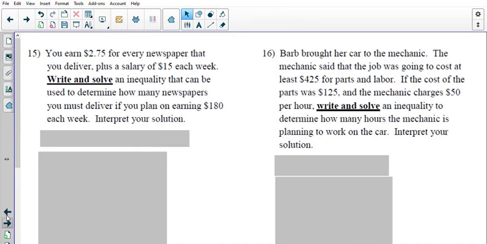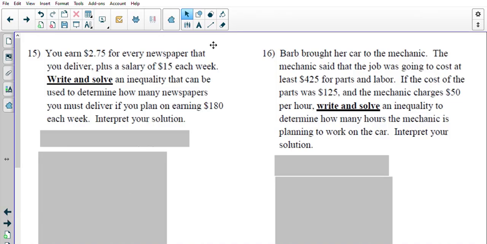All right, let's go ahead and take a look at numbers 15 and 16 as well. These are a touch more challenging than the previous problems, but this is going to incorporate our 1-step inequalities with 2-step inequality problems. So number 15, let's read through it. You earn $2.75 for every newspaper that you deliver, plus a salary of $15 each week. Write and solve an inequality that can be used to determine how many newspapers you must deliver if you plan on earning $180 each week.